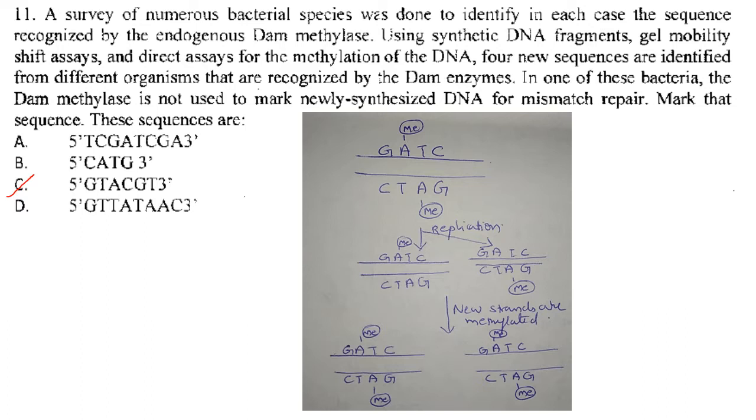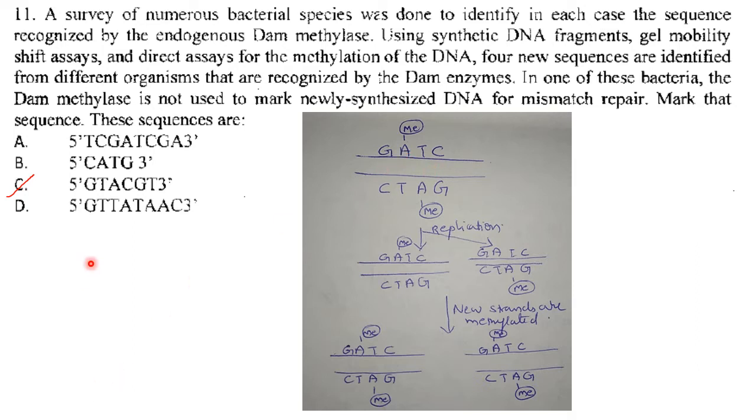So mark that sequence which is mutated, they have asked. These sequences they have given. So this is the DNA. The DAM methylase adds a methyl group to the adenine of the sequence GATC, and upon replication, one half will have the methyl group like this. Then the newly formed strands are also methylated by the DAM methylase. So it methylates the adenine of the sequence GATC.